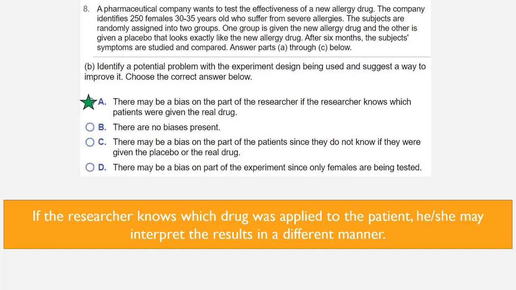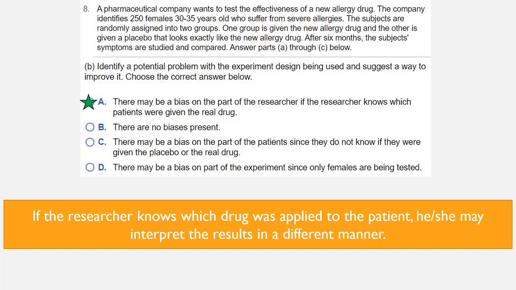There may be a bias on the part of the researcher if the researcher knows which patients were given the real drug. Sometimes people will also want to choose D. There may be a bias on the part of the experiment since only females are being tested. But that's not really a bias because it's possible that the drug being tested is only for women. There are drugs on the market that are gender specific.